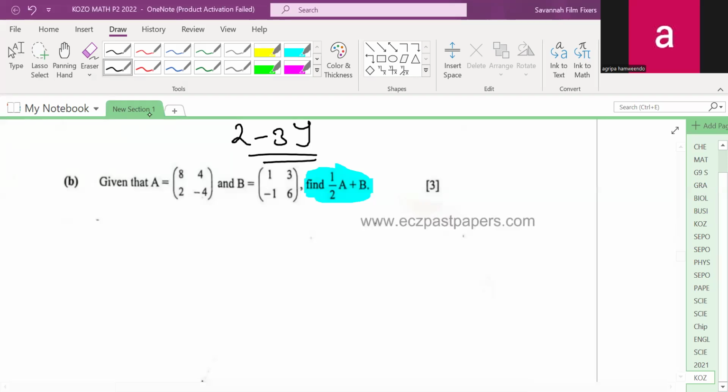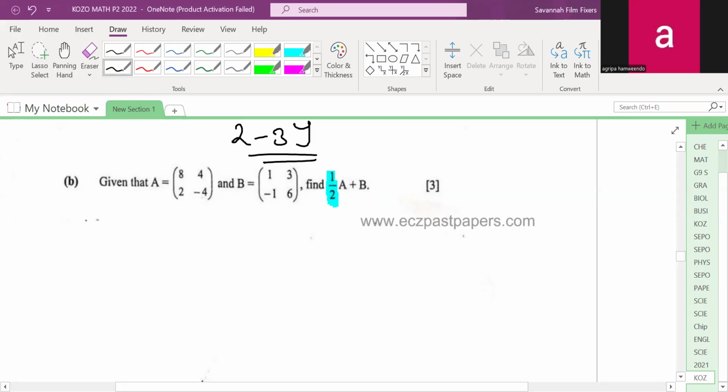We're going to have to divide all of the members in matrix A by 1/2. That's true, but we're not dividing, we're multiplying. So here, this is called a scalar quantity. We're multiplying matrix A with this scalar quantity, which is half, right?